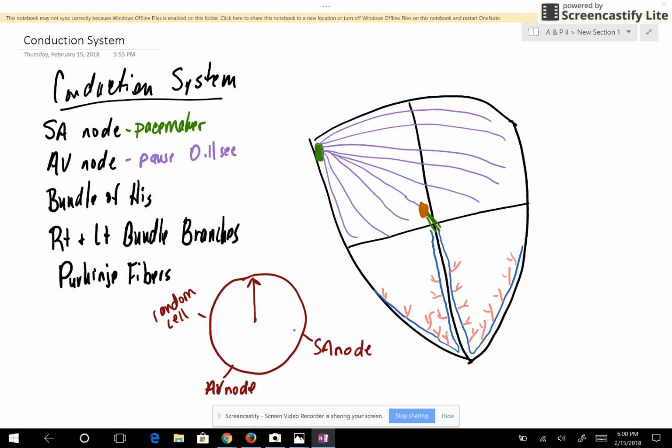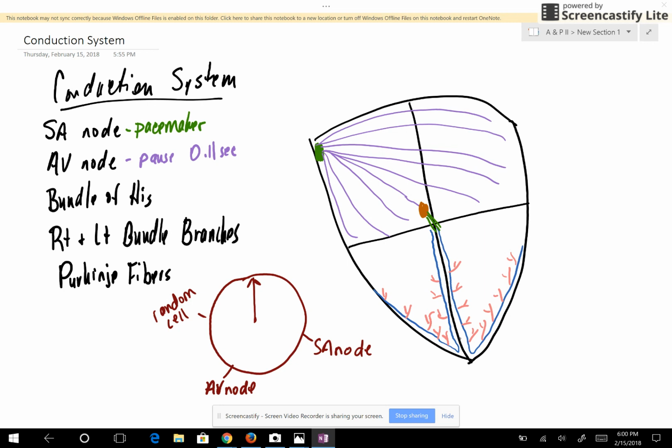And you get down to the SA node and the SA node says time to depolarize. And the information goes along the lines so it goes to all of the atria. The atria will contract. The information at the same time goes to the AV node. The AV node pauses. And then it will take the information to the bundle of His.